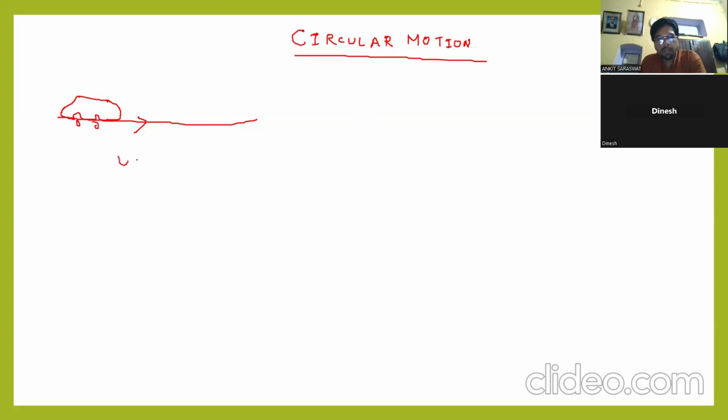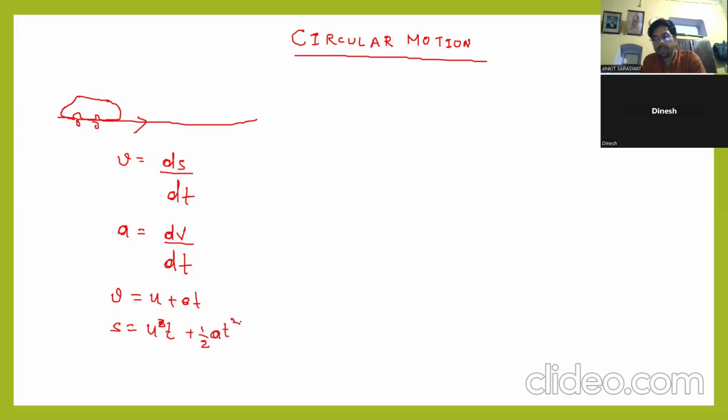We are saying velocity is the rate of change of displacement, ds over dt. Acceleration is dv over dt. Clear? s equals ut plus half at square, v equals u plus at. This is what we have learned in one dimensional translational motion. Clear? v square equals u square plus 2as.